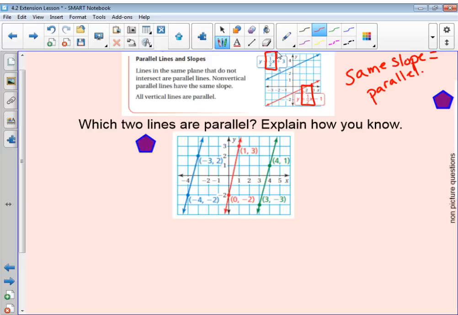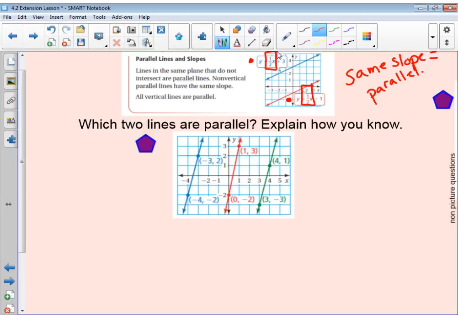Sometimes we'll have pictures to look at, and sometimes they're going to give us an equation where we might have to create that picture until we get comfortable. The way that you will advance in upper levels is you'll start getting a full y-intercept equation, and you'll have to identify just by looking at the slope whether or not the two lines would be parallel without the picture. But we start out pretty basic with the picture. So here I have: which two lines are parallel? Explain how you know.